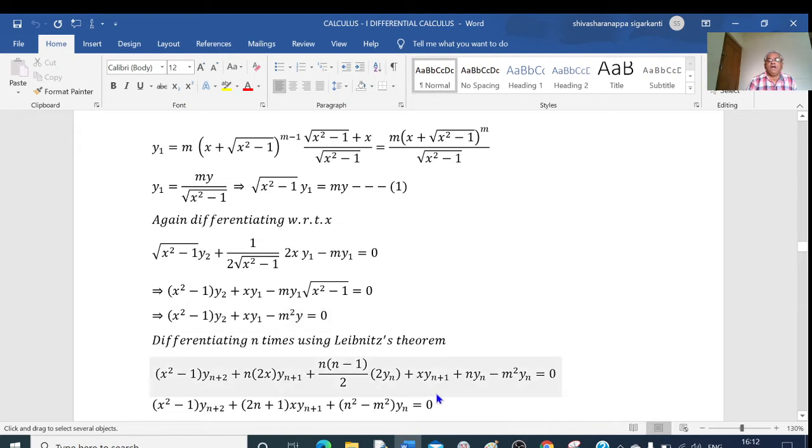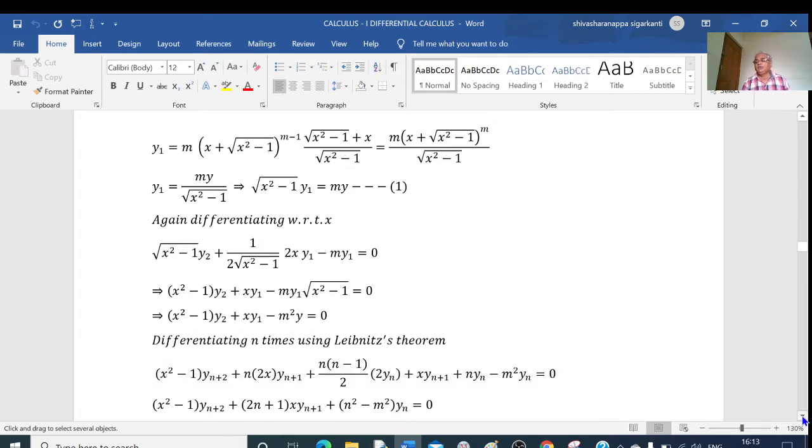Nth derivative of y1 is y(n+1), plus nC1 is n. Derivative of x is 1, one less derivative of y(n+1) is yn. This is the nth derivative of x into y1. Minus m² constant as it is, nth derivative of y is yn, is equal to 0.